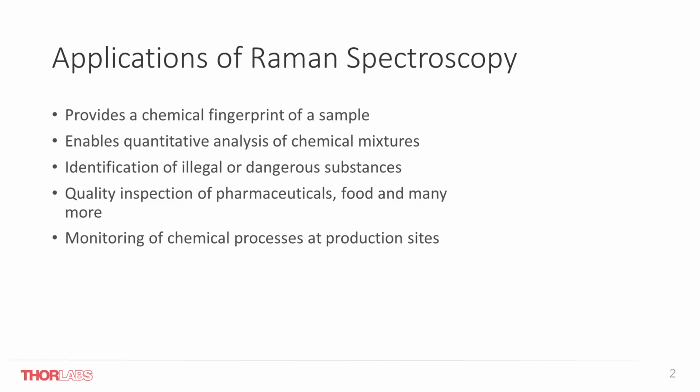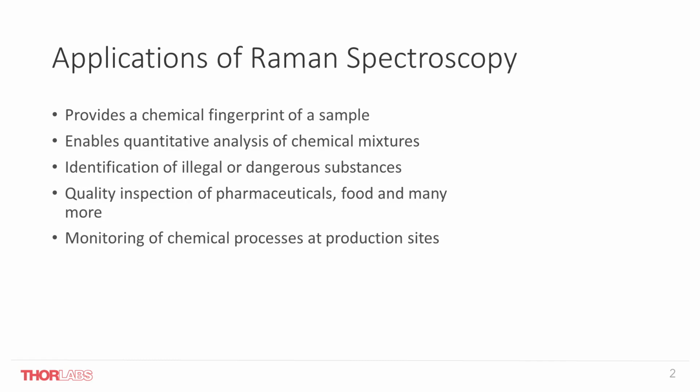You can also use the information provided by the chemical fingerprint for quality inspection in a number of different products. Pharmaceuticals, food, and many more items can be screened for contaminants. You can also verify that certain desired chemical compositions are reached. This can either be implemented in real time during or in quality control at the end of your production process.